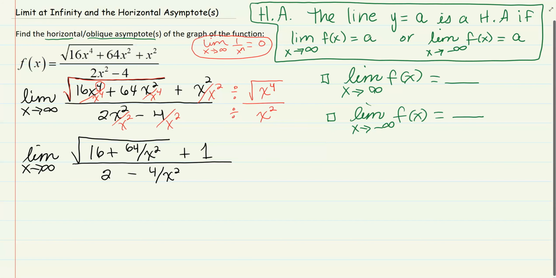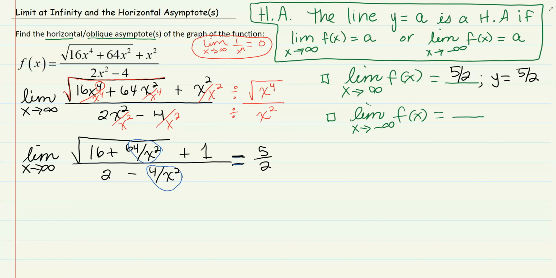So when we look at this here, we will say this is going to be approaching 0 as x goes to infinity. And this is going to go to 0 as x goes to infinity. So we have this equals square root of 16, which is 4. 4 plus 1 is 5. 5 divided by 2. So that limit is 5 over 2. Okay, so since the limit as x goes to infinity of f of x is 5 over 2, then we say the line y equals 5 over 2 is your horizontal asymptote by the definition.